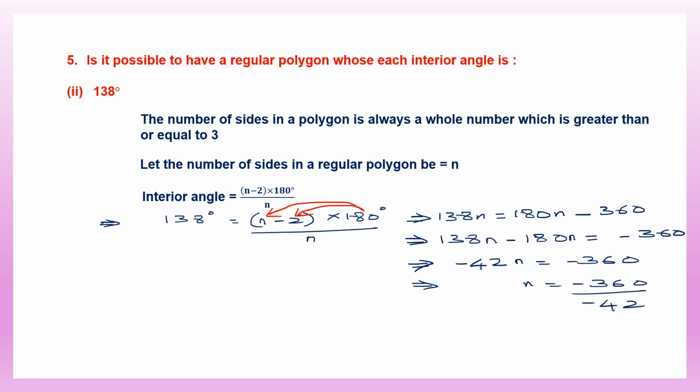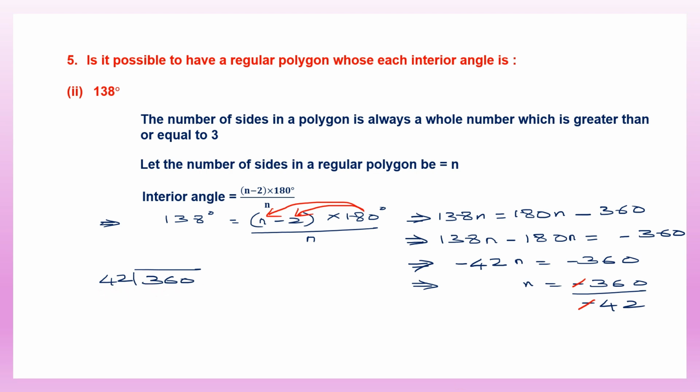The first thing we can do is cancel the minus signs. Next, we have 360 divided by 42. Let's divide that and see. 360 divided by 42. Now 3 is small, so we take the next number, which is 36. That is also small, so let's take 360.